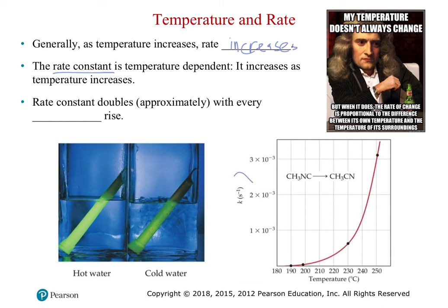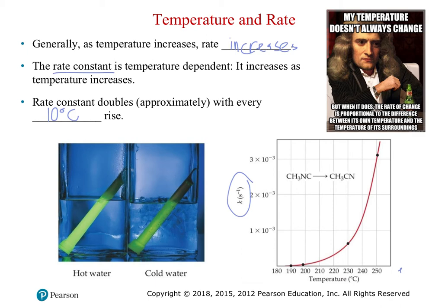So we can see if we plot the rate constant, this is for a first order reaction, versus temperature, then we see an increase in temperature exponentially increases that rate constant. The rate constant doubles approximately every 10 degrees Celsius rise.